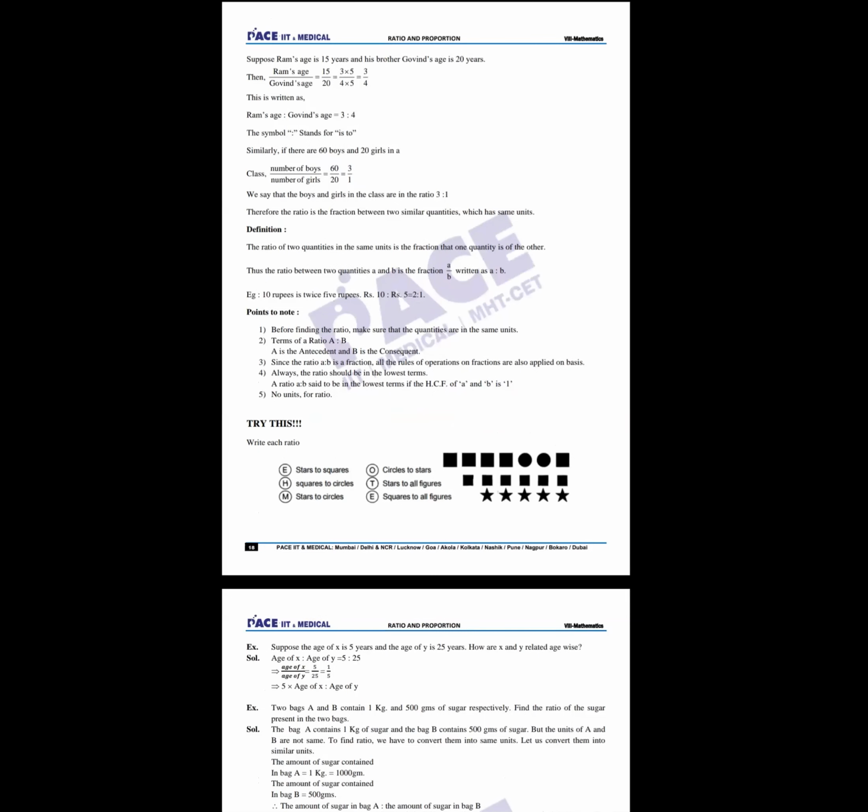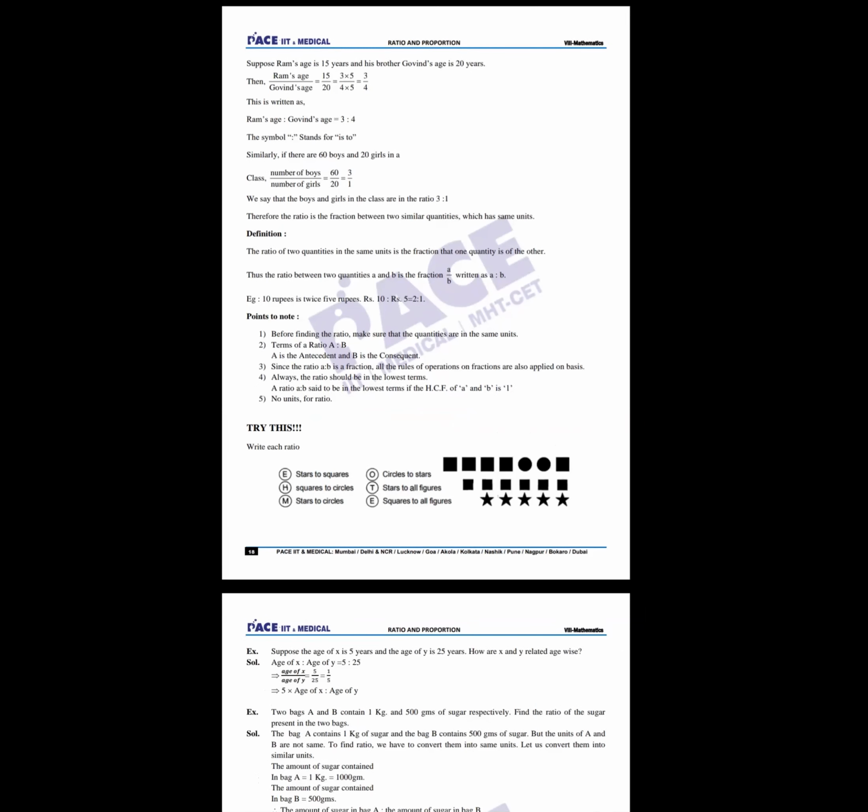Can we download the book as a PDF? You already have the book as a PDF in your respective groups. No doubt on it. Yeah, it's a very basic thing.